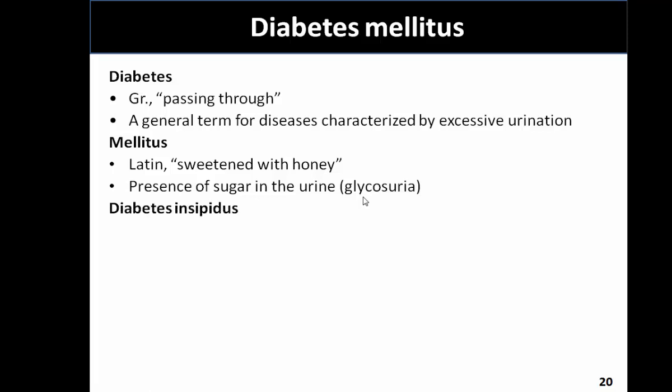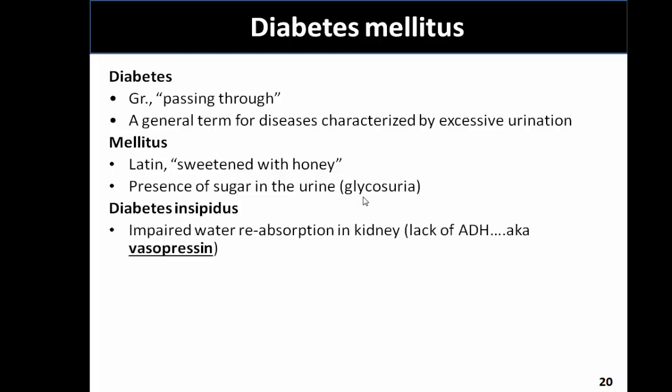A separate disorder that we will not be discussing in this unit, but is worth mentioning, is diabetes insipidus. This is a condition involving the production of excessive urination, hence the term diabetes, but the excessive urination is related to impaired water reabsorption in the kidney as a result of a lack of antidiuretic hormone, also referred to as vasopressin, which is a hormone that, when secreted, produces an increase in water reabsorption in the kidney back into the cardiovascular system.